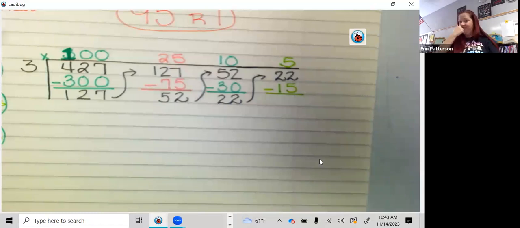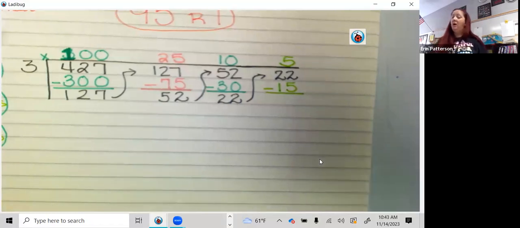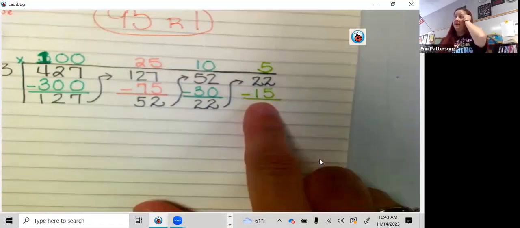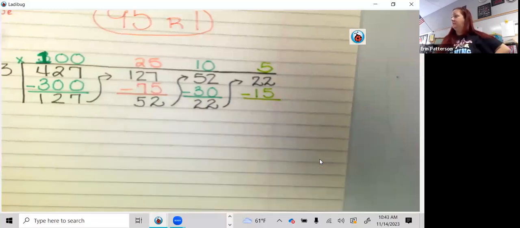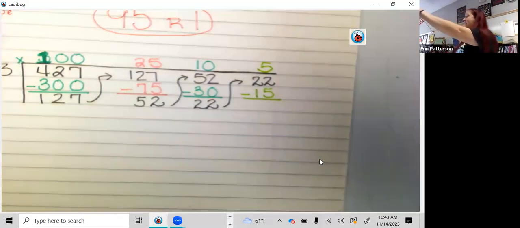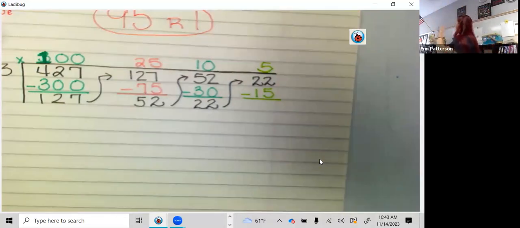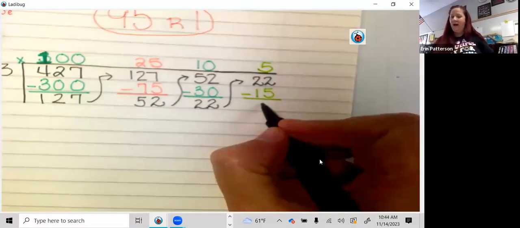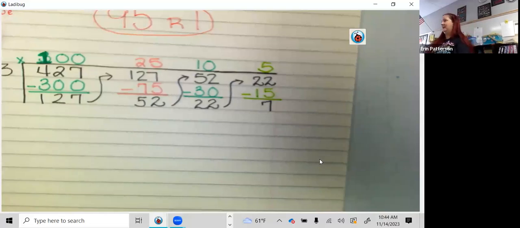22 minus 15. I could borrow, or I could put 15 in my head and count up to 22 since they're close. Do I go through all the borrowing, or do you want to count up? Let's count up. Put 15 in your head. 15, 16, 17, 18, 19, 20, 21, 22. What am I left with? 7. Woo! I got 7 pieces of candy.